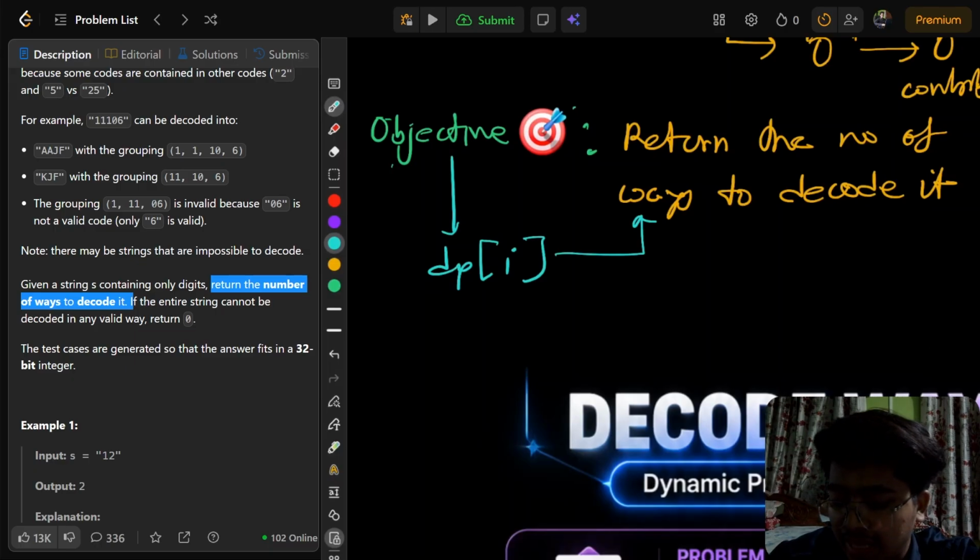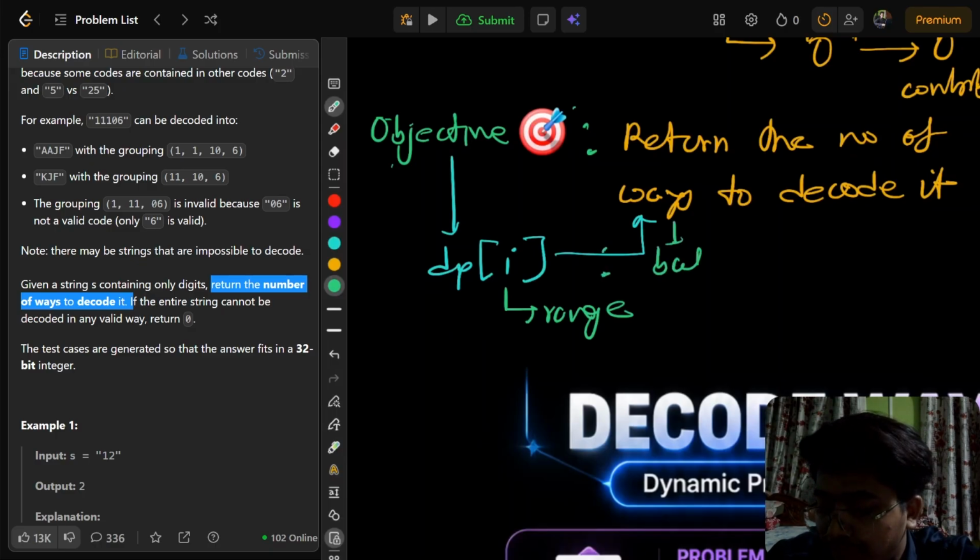But notice here there is i. So we cannot say that it returns for the entire string. i provides us the range. i denotes the range. So the range of the objective, that is, return the number of ways to decode it, but up to the range i.